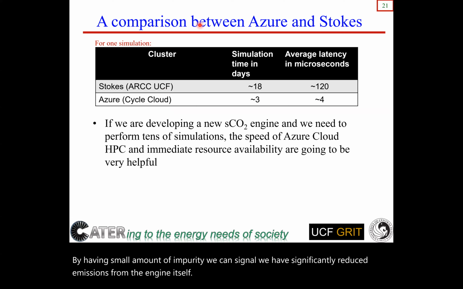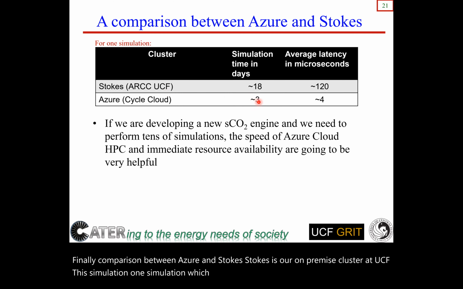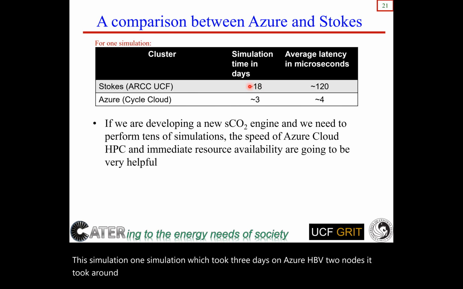Now, finally, a comparison between Azure and Stokes. Stokes is our on-premise cluster at UCF. One simulation, which took 3 days on Azure HBV2 nodes, took approximately 18 days to complete on our UCF cluster. So it is a significant gain in computation speed.